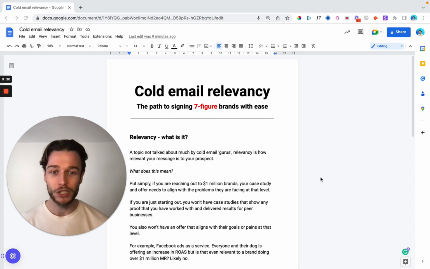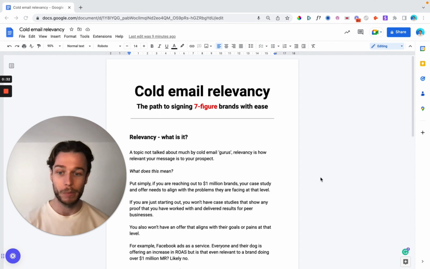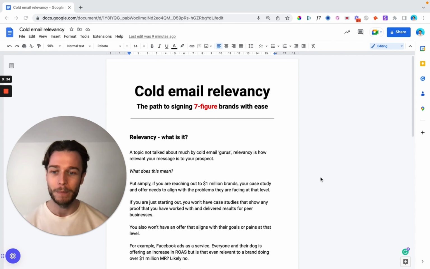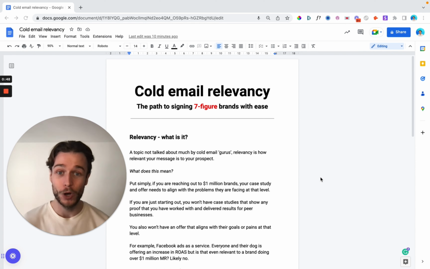So let's dive into cold email relevancy and how we can actually apply this to our cold email and how we can maximize the efficiency of our cold email campaigns. So what actually is relevancy? It's a topic that's not talked about a lot by gurus. Relevancy is how relevant your message actually is to your prospect. So what does this mean?